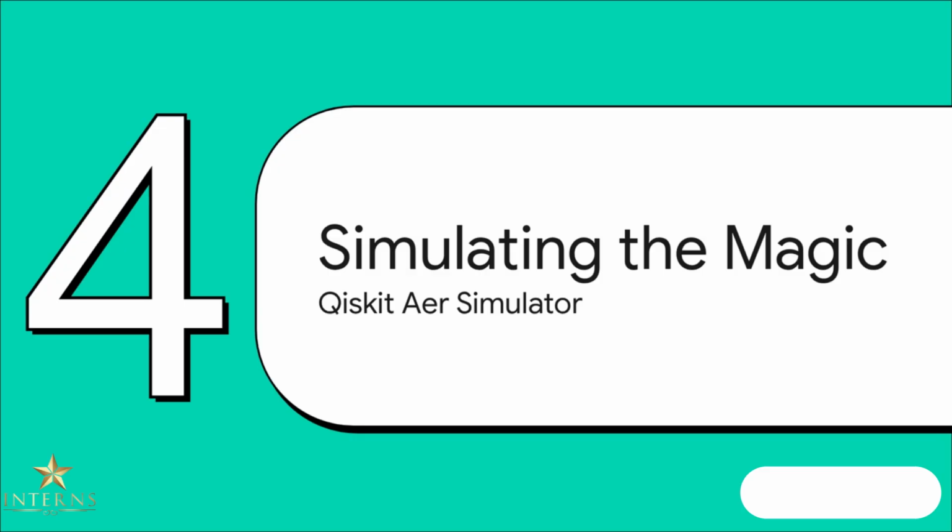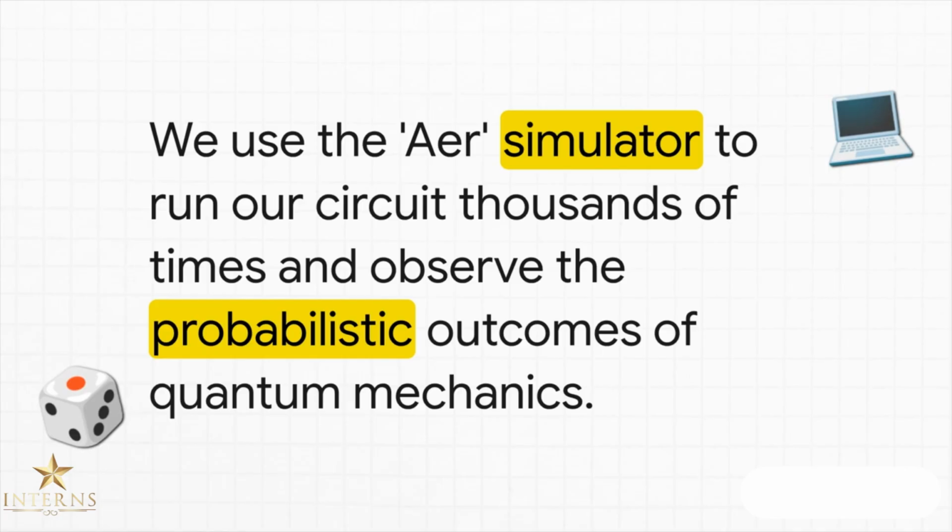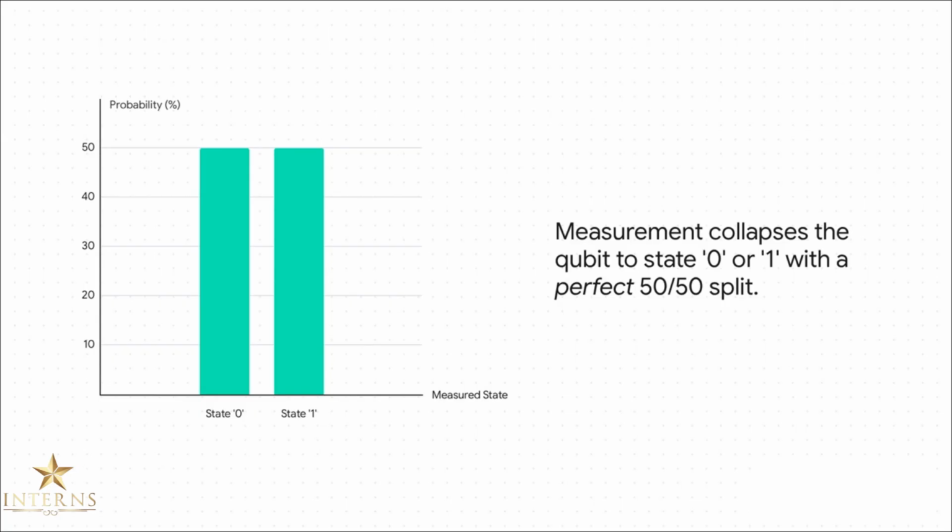Now it's time to see what actually happens when we cast this spell. See, because quantum mechanics is all about probability, running our program just once won't tell us much. To really see the pattern underneath, we're going to use Qiskit's Aer simulator to run our circuit thousands of times, like in an instant. And here are the results. After all those runs, we see something pretty amazing. That qubit we put into superposition, when we measure it, it collapses into the state 0 about half the time, and the state 1 the other half. It's a perfect 50-50 split. A true random coin flip, governed by the laws of physics themselves.